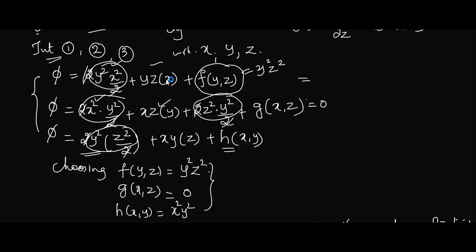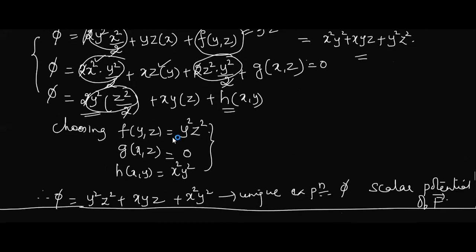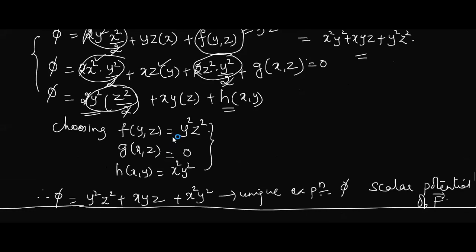So phi will be x square y square plus xyz plus what you have chosen, f of yz there? You have chosen it as y square z square, no? Y square z square. This is the expression. This is also the expression. This I have got by using equation 3. See, it is not like you have to use all the 3. Lastly, when you write a unique expression, you should use either 1, 2 or 3. Am I clear now?